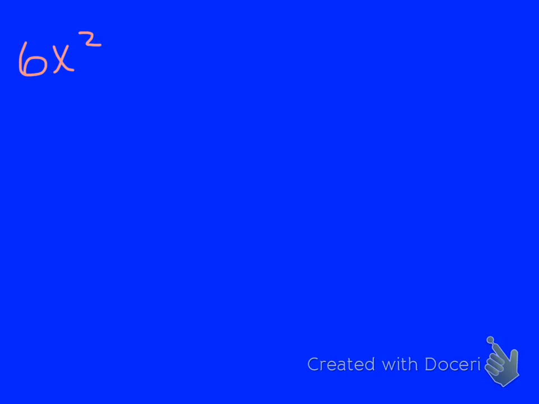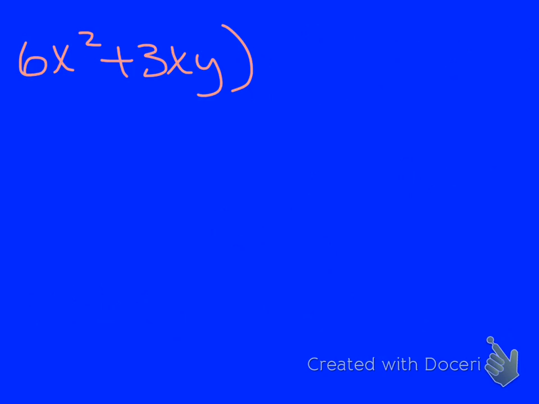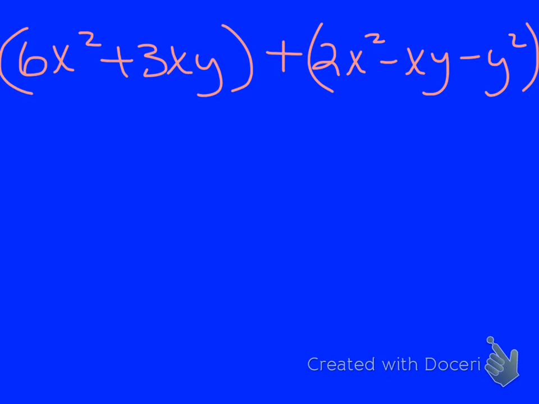6x squared plus 3xy, that's one of the polynomials. We're going to add it to the next polynomial, which is 2x squared minus xy minus y squared, okay? Those parentheses just help you to know where one polynomial starts and the other one ends. And when you're adding them, the parentheses can just totally go away. When you're writing them down on your paper, if you'd like to not write the parentheses at all, you can, but sometimes the parentheses are nice.